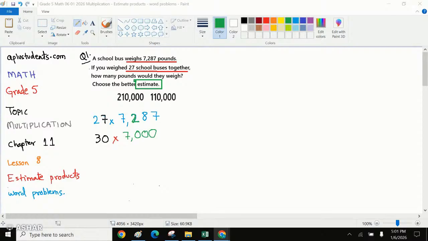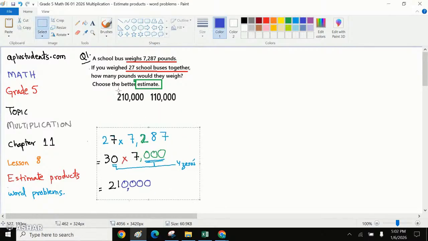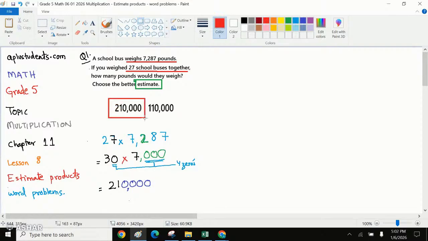So when we round up these numbers, what happens? How can we multiply the numbers ending in zeros? We count the number of zeros. We have a total of 4 zeros. So 3 multiplied by 7 is always equal to 21. Agreed? And we had 4 zeros before, so we add 4 zeros and put a separator after every 3 digits. So the better estimate is 210,000. Let's mark this. This is the better estimate. Agreed?